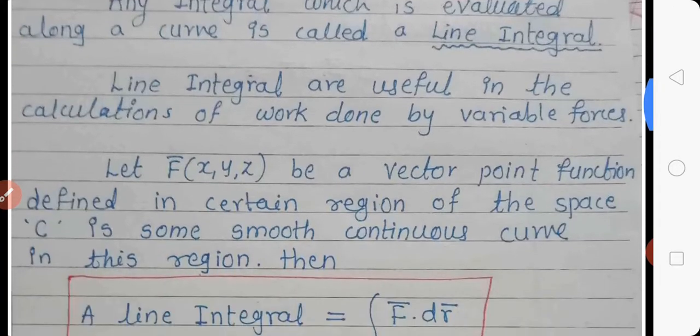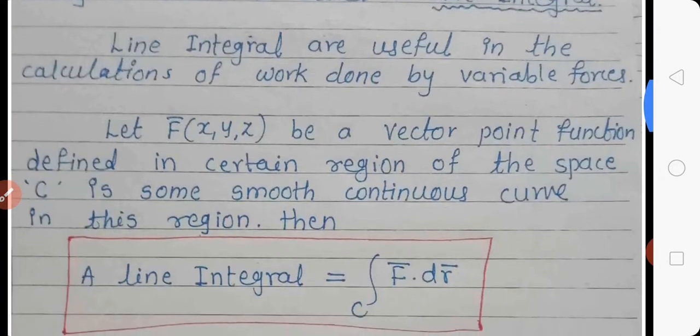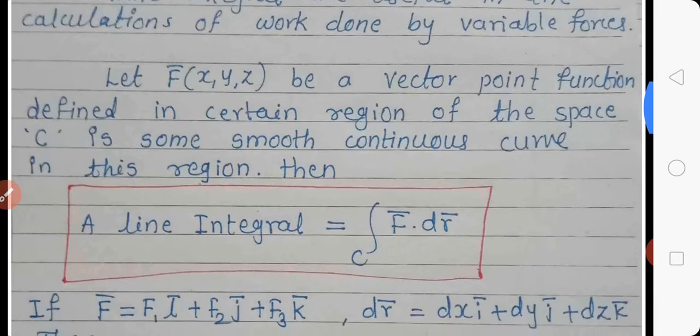For finding the line integral, let f bar of xy be a vector point function defined in a certain region of the space, and C is some smooth continuous curve in this region. Then the line integral is calculated by using the formula integration over C of f bar dot dr bar.